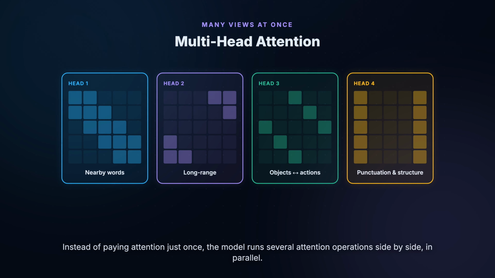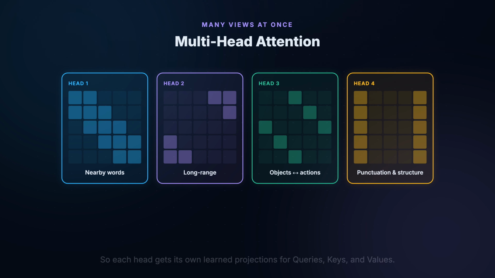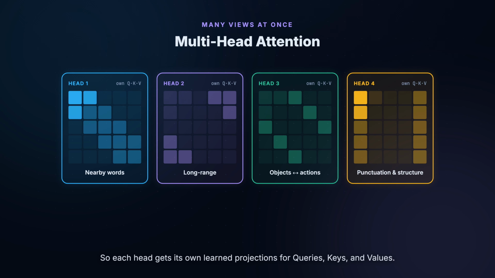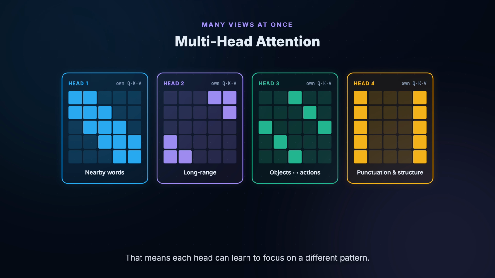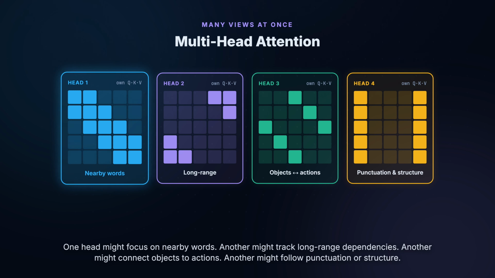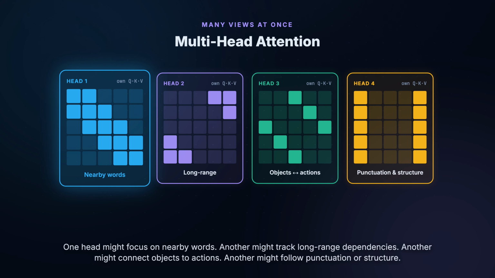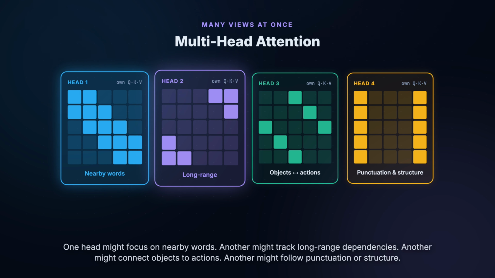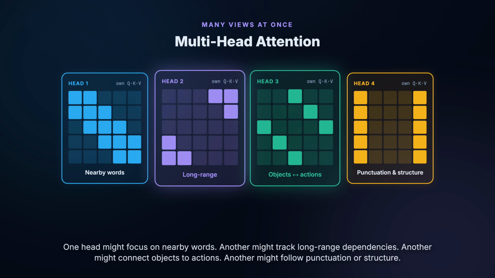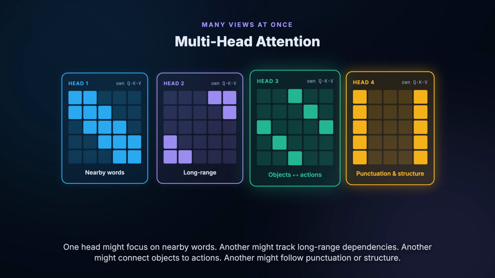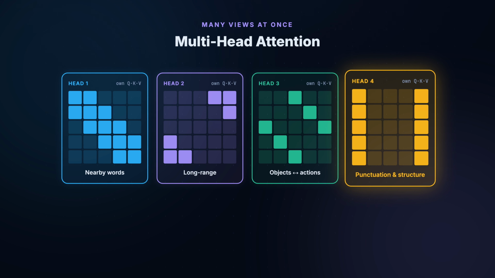Instead of paying attention just once, the model runs several attention operations side by side in parallel. Each head gets its own learned projections for queries, keys, and values. That means each head can learn to focus on a different pattern. One head might focus on nearby words. Another might track long-range dependencies. Another might connect objects to actions. Another might follow punctuation or structure.